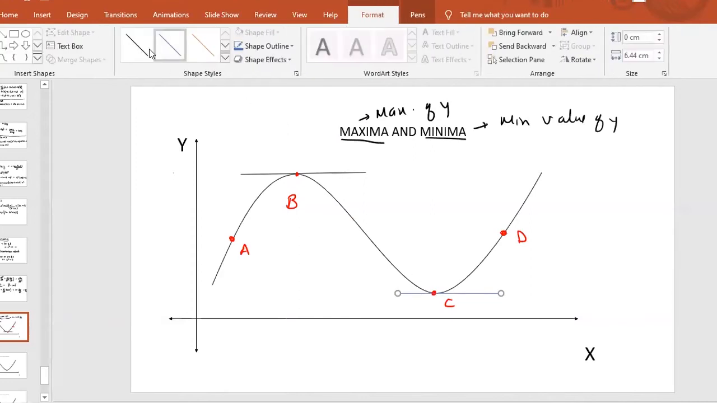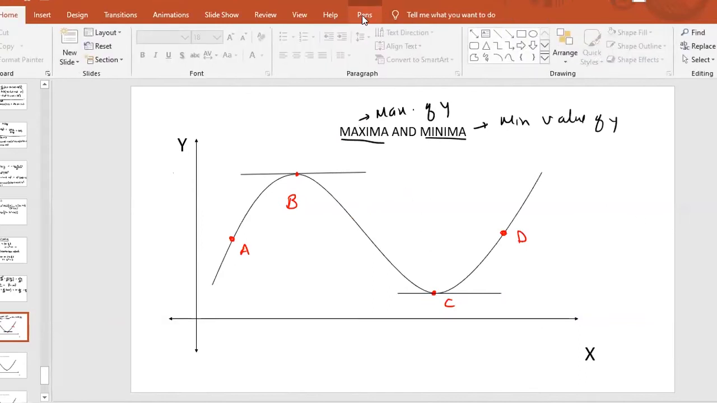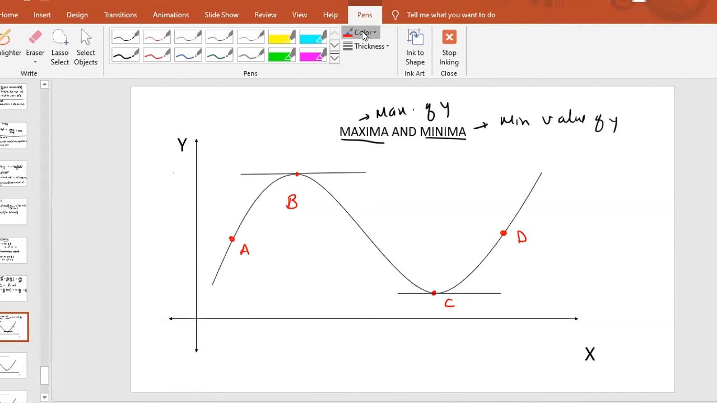See, in the minima condition also, I have drawn a straight line that is touching the point. Now you tell me one thing. Logically, we can tell B and C are maxima and minima. B is maxima, C is minima. How can we say that? Because at the peak of the graph, the peak value will be maxima and the lowest peak value will be minima.